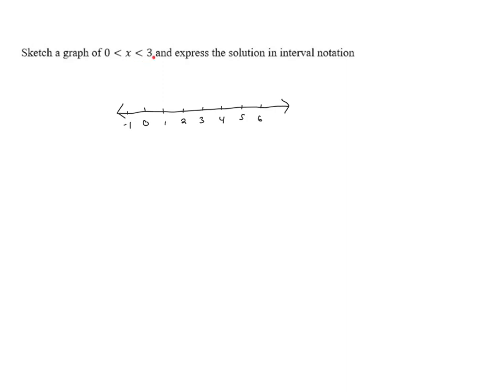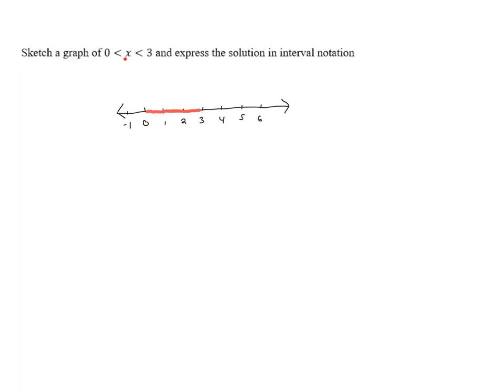However, if we look at the other part of the inequality, x is less than 3, that means x has to be less than 3, so x has to be to the left of 3. So these requirements say that x has to be to the right of 0, but to the left of 3. Well, that means that the solutions fall between 0 and 3. And so we need to shade the part of the number line between 0 and 3. So that is effectively where our solutions will be.